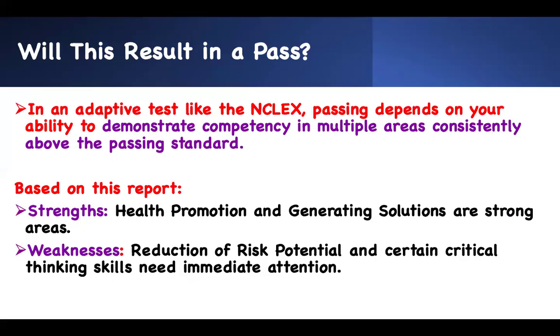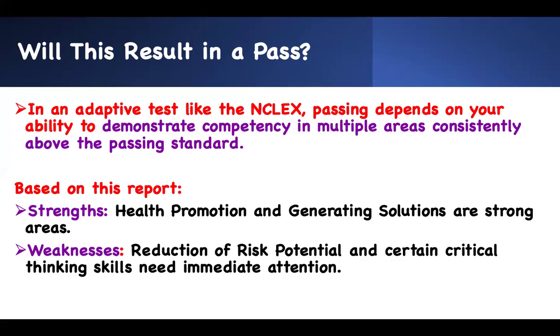So with these results, do you think this individual passed? I said in adaptive tests like NCLEX, passing depends on consistency. You have to demonstrate consistency in multiple areas. And that means you have to have a bunch of above passing, not near passing. Based on the report, you can tell that the individual has strength in health promotion and generating solutions, but they're weak in risk reduction and critical thinking, and that is the key.